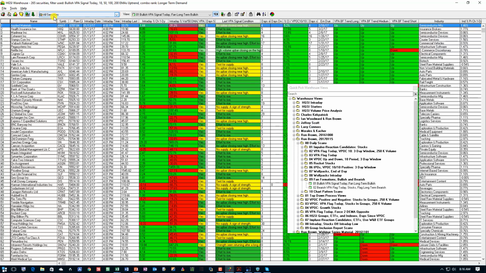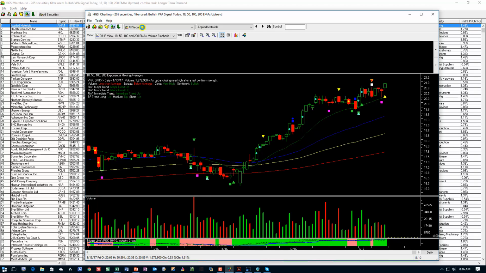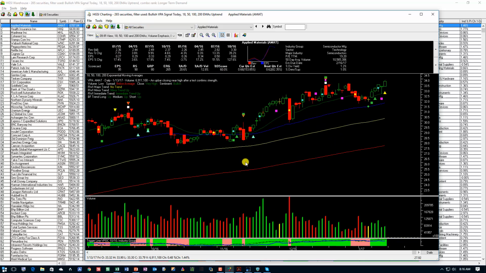So looking at this, I'll bring up AMAT, which has been showing up. You can see that the fan is in place, and a VPA flag fired today. In fact, this would be an excellent trade because all the conditions were met at this point here. They were also met here, but it failed. This is why we use stops. If anybody took that trade, the stop would be right below there. You'd be out, and then here is a place for re-entry. But you can see that this stock is in a long-term uptrend.